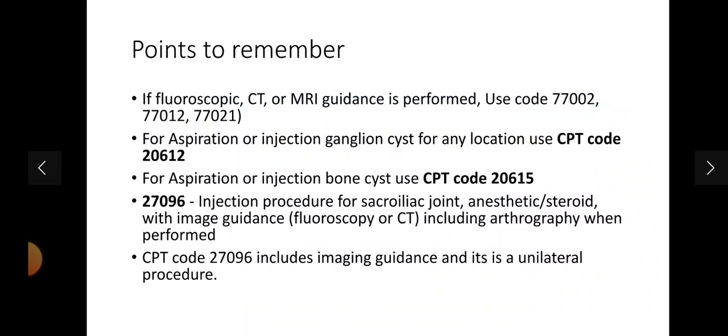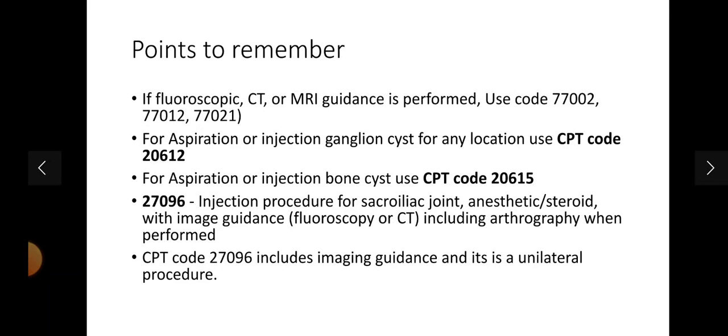Here are some points to remember. For coding arthrocentesis, you have to use the fluoroscopic, CT or MRI guidance code if it is documented along with the arthrocentesis code. For aspiration and injection of a ganglion cyst at any location, you have to use 20612. For aspiration and injection of a bony cyst, you have to use code 20615. These are rare cases where you will use these CPT codes.